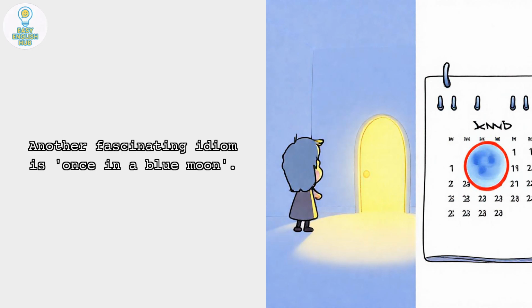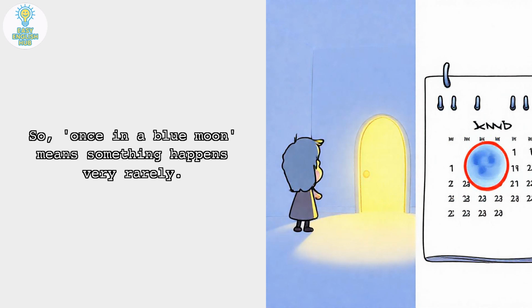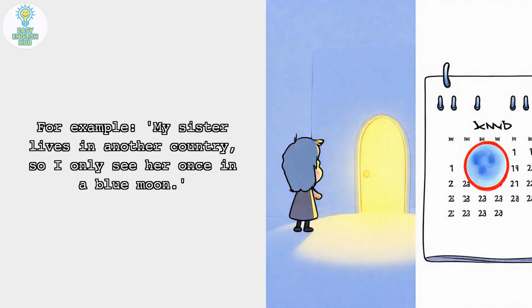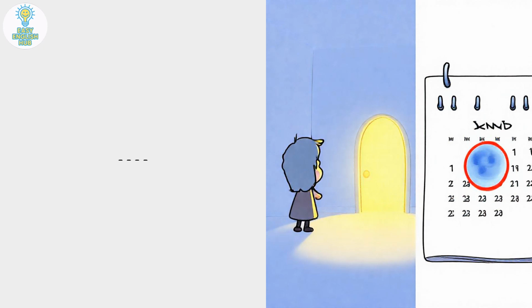Another fascinating idiom is once in a blue moon. A blue moon is a rare second full moon in one month. So, once in a blue moon means something happens very rarely. It's not common at all. For example, my sister lives in another country, so I only see her once in a blue moon. This clearly communicates that the event is very infrequent.